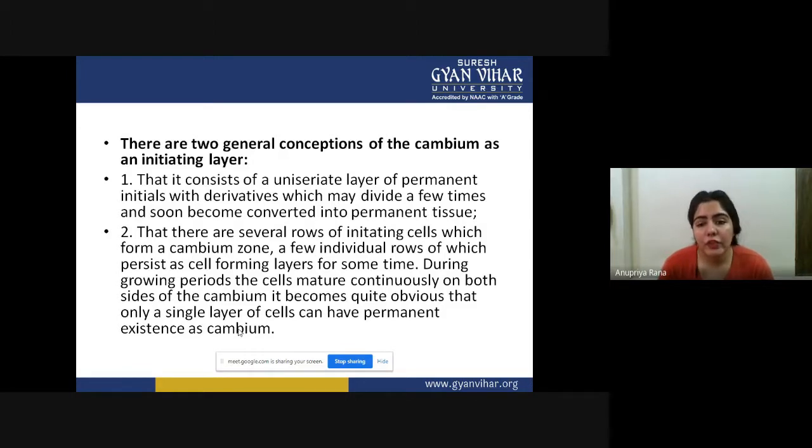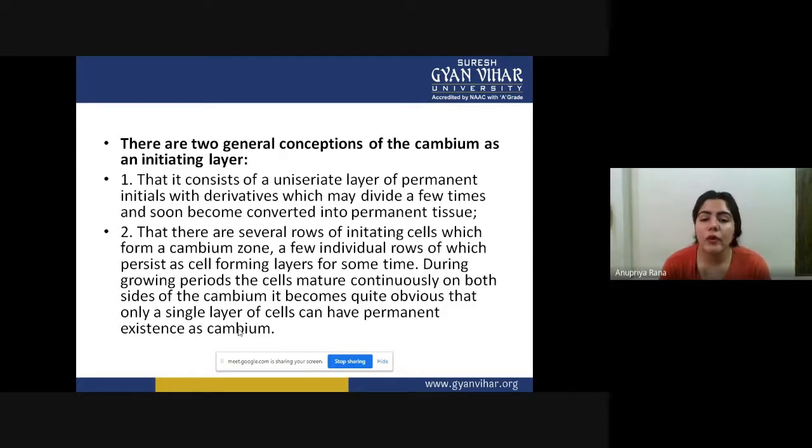There are several rows of initiating cells which form a cambium zone, with a few individual rows of which persist as a cell-forming layer for some time. So in the second opinion, there will be several rows of initiating cells. What happened in the first concept? There is just one single layer, which goes all the way. But in the second concept there are several, meaning many rows of initiating cells, which form a cambium zone. In the first concept only one layer forms the cambium zone, but in the second there are several layers.